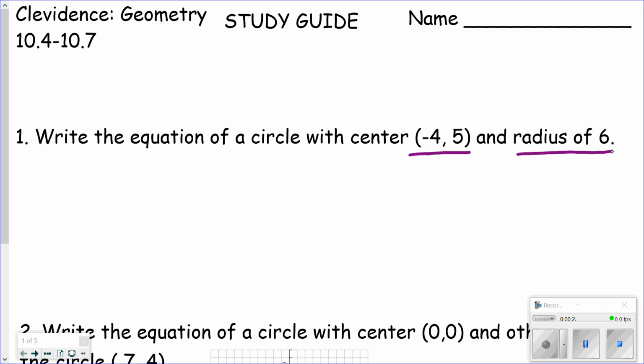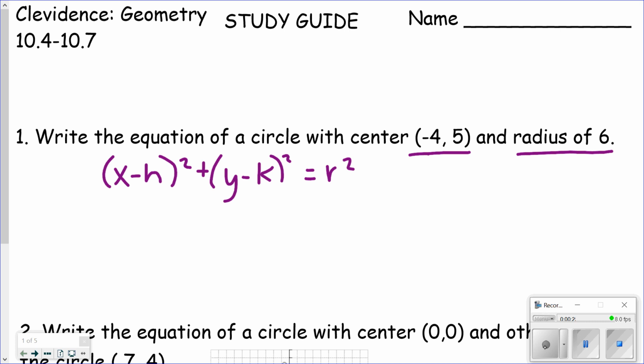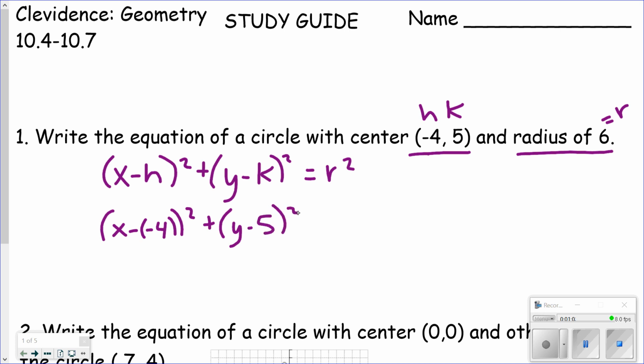Let's review our standard form of an equation for a circle, which is x minus h squared plus y minus k squared is equal to r squared, where h and k are your center. So this would be h, this is k, and r is our radius, which we know in this case is 6. So now I just need to plug h, k, and r into my equation. So I have x minus, well, h is -4, so I have -4, square that, plus y minus, well, k is +5, squared is equal to r squared.